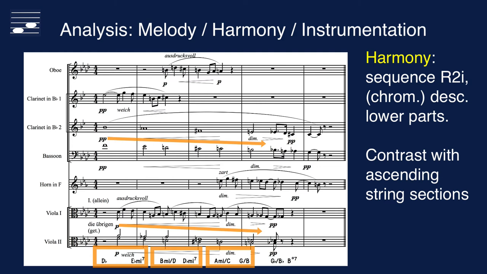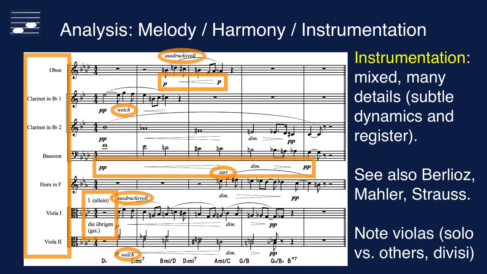Voice leading in the parts is dominated by chromatic stepwise descending motion, a contrast with the earlier string parts. We see mixed instrumentation, combining woodwinds, horns, and strings. Many subtle details are notated in the score. This is a setting and scoring technique we will find in Berlioz, Mahler, and Richard Strauss, and therefore in many older Hollywood movies from the 1940s and 50s. The violas are split into solo versus others in the divisi.